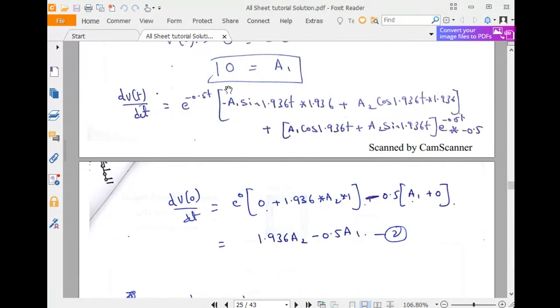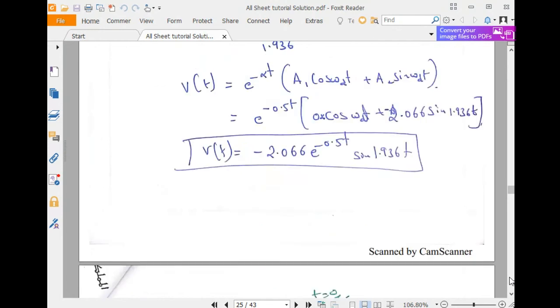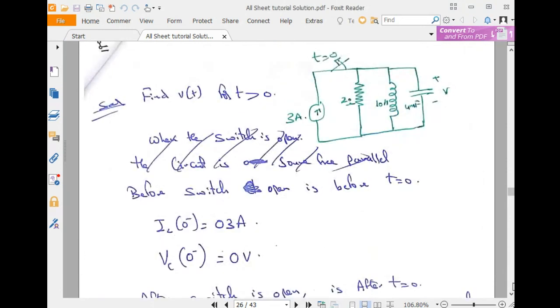After substitution, you will get the value of A2. A1 you already got. Then substitute A1 and A2 in the standard equation. You will get the value of V of t. Is it clear? Understand or not? This is RLC parallel. I'm going to the next question.